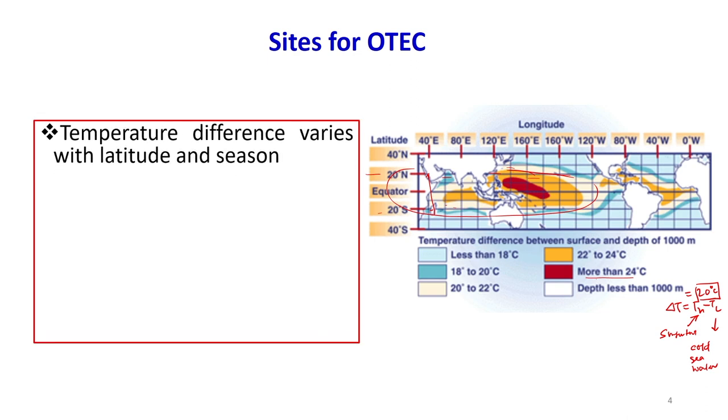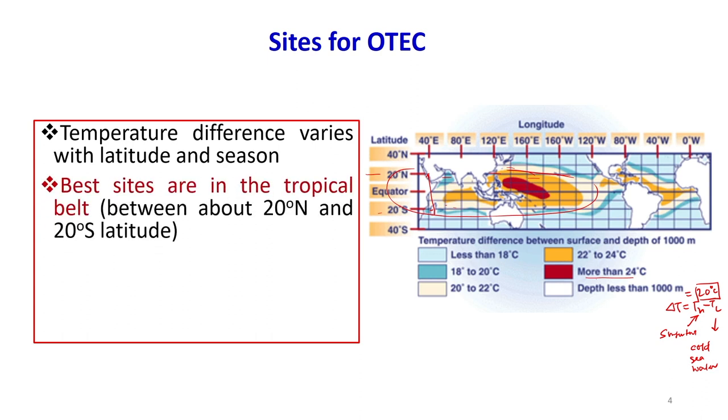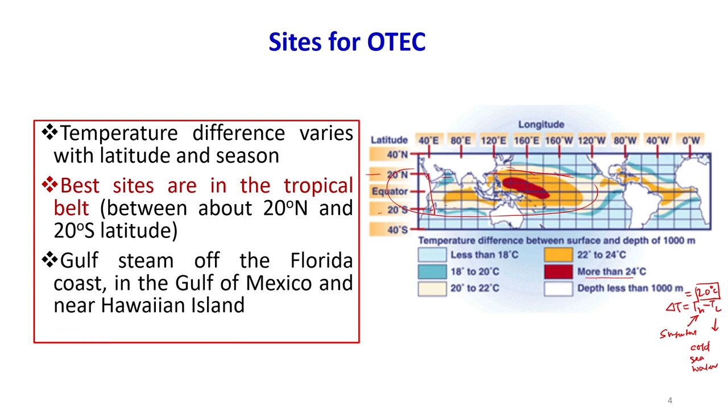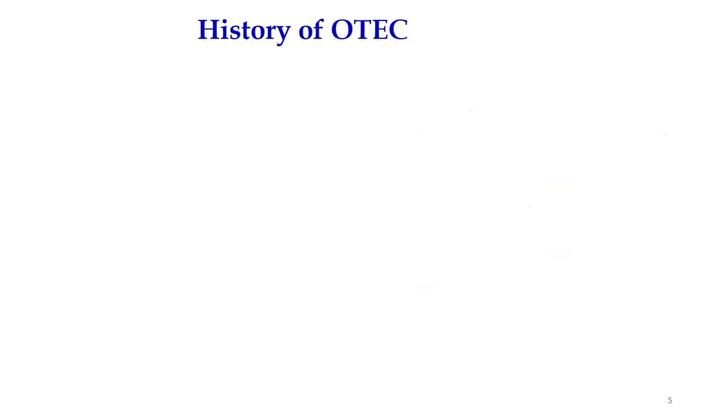Temperature difference varies with latitude and seasons. The best sites are in the tropical belt. As I said before, latitude should be in the range of 20 degrees north to 20 degrees south. Prominent sites for installation of this technology are the Gulf Stream off the Florida coast, the Gulf of Mexico and near Hawaii Island, which are most suitable places.